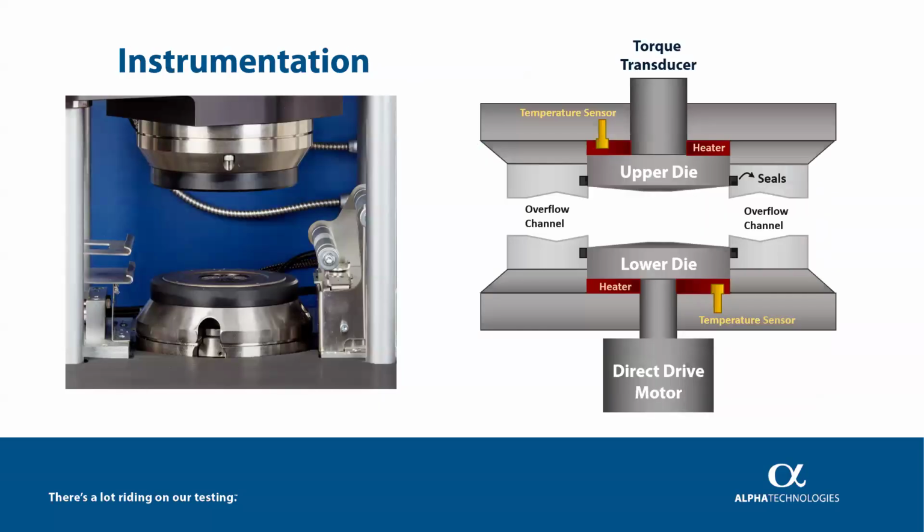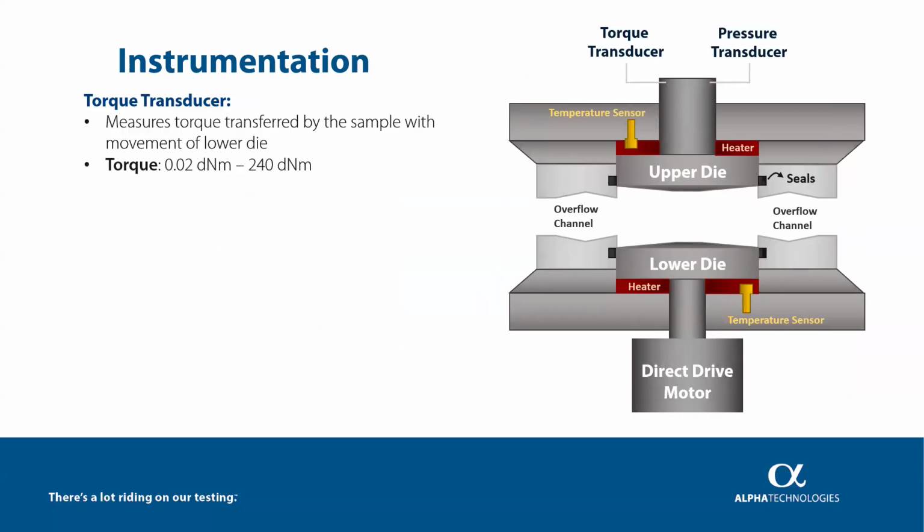Let's begin with the instrumentation. On the left-hand side, you'll see an actual image of the RPA testing chamber. On the right, there's a schematic drawing showing the key components inside the chamber, including the torque transducer, temperature sensors, heaters, seals, upper and lower dies, and the direct drive motor. Now, let's take a closer look at each of these components separately.